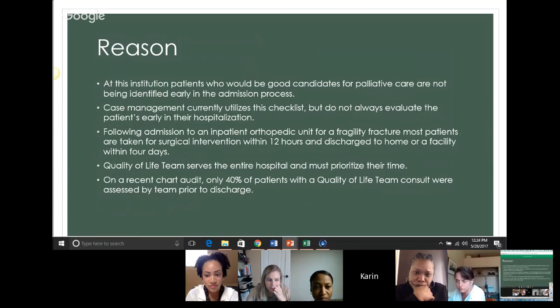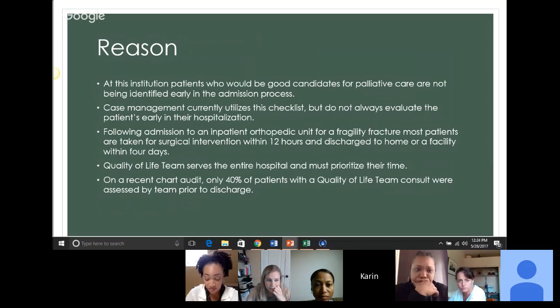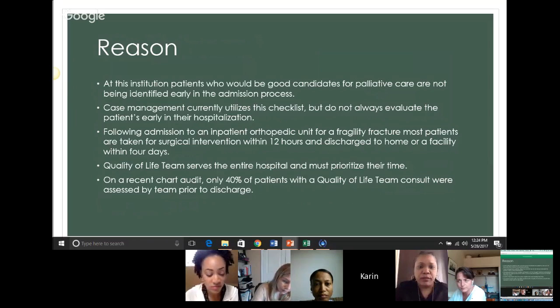The reason for my project is that at this institution, patients who would be good candidates for a palliative care consult are not being identified early in the admission process. The case managers are currently utilizing the checklist that I'll be using, but they don't always evaluate the patients early in their hospital stay. And once a patient is admitted to the unit, they are typically taken to surgery within 12 hours and discharged home or to a facility within 4 days. The team serves the entire hospital, and they have to prioritize their time and which patients they see. On a recent chart, only 40% of the patients who had consults were actually evaluated prior to being discharged.